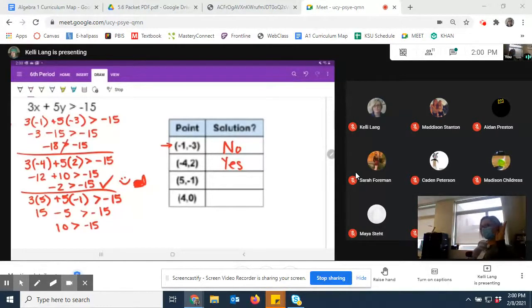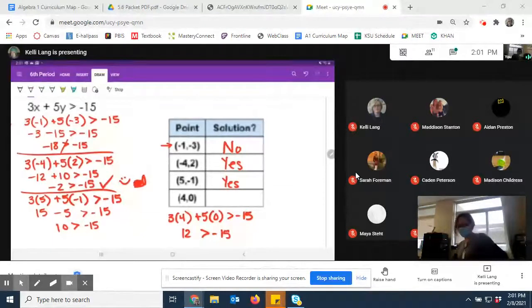When we simplify the left-hand side, we should end up with a +10. Is +10 bigger than -15? You betcha. One left. 3 times 4 plus 5 times 0 greater than -15. I love plugging 0 in because it just makes things disappear. Makes it nice to simplify.